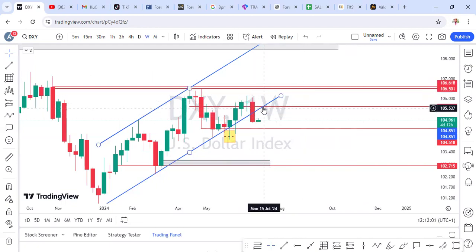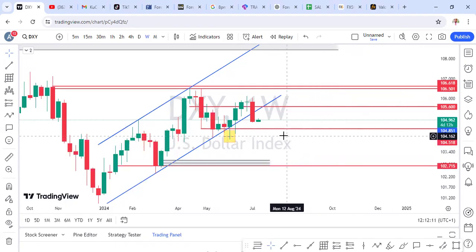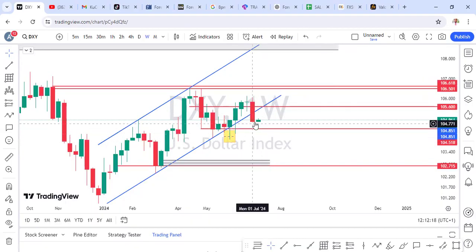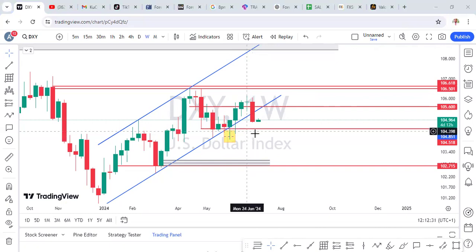This trend line here, which is 105,600, is standing as resistance now, and 104,851 is standing as support. So we have resistance and we have support. But now, can we short the dollar now? No, because if you are shorting now, you are actually shorting into support, which is not advisable. And it's also not advisable to buy if you are buying into resistance.